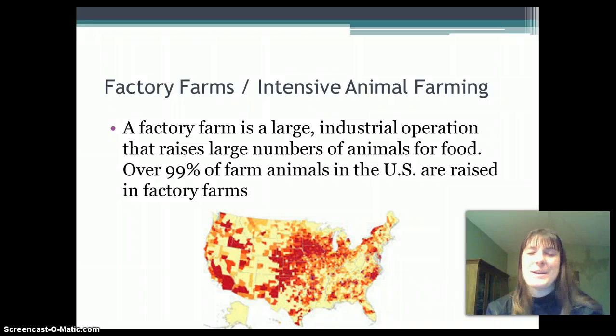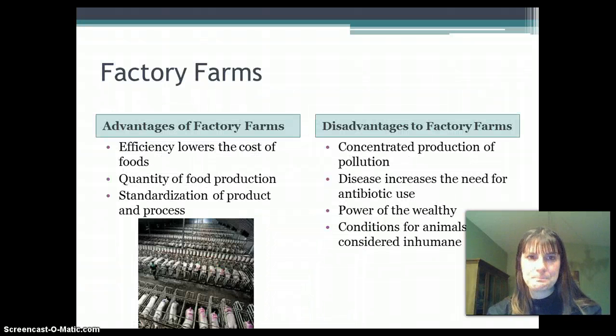The last thing I want to talk about a little bit is animal farming. When you eat meat, a lot of the meat that is commercially produced, like you buy from the store, is produced in a factory farm. It's also called intensive animal farming. Those are large industrial operations that raise large numbers of animals for food. Over 99% of farm animals in the US that are used for meat are raised in that way.